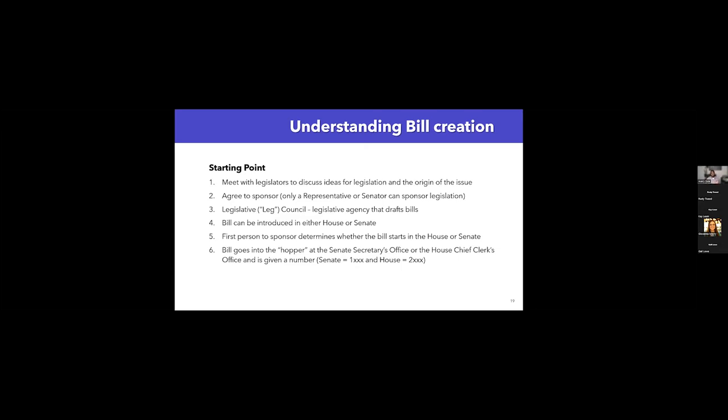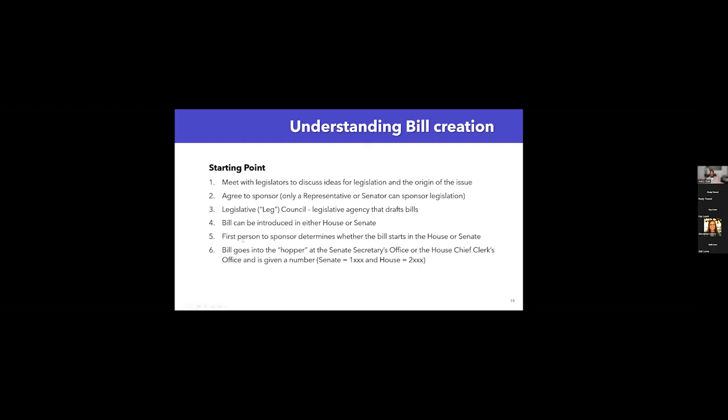And the Leg Council, or the Legislative Council, is the agency at the Capitol that drafts bills. So the actual legislators themselves don't draft the bills. There's actually a Leg Council. They go and draft the bills on behalf of the sponsor. In Arizona, bills can be introduced by either the House or the Senate. And that's why you'll see some bills have HB, some bills have SB.